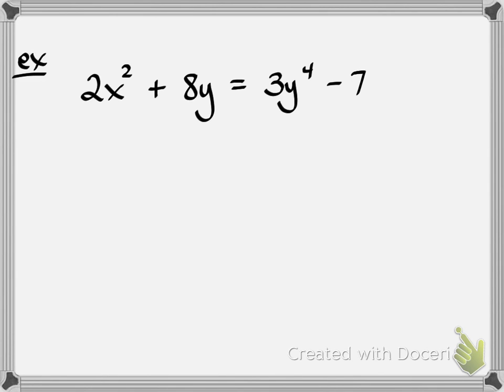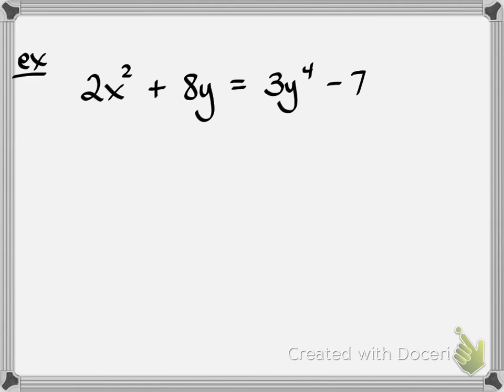Let's do 2x squared plus 8y equals 3y to the fourth minus 7. Let's find dy dx implicitly. Well, first step is take the derivative of every term of both sides.